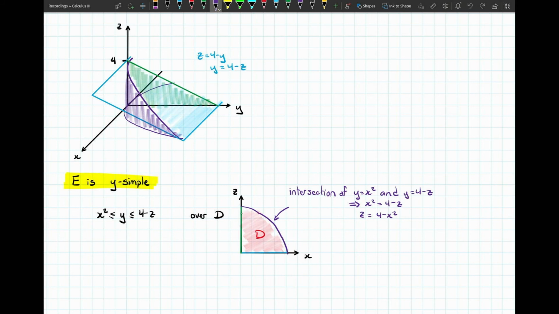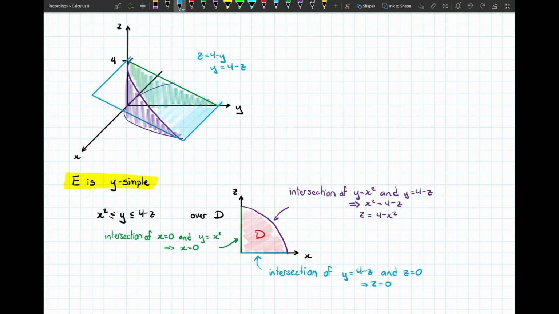This green line here, we could imagine as being the intersection of this green surface and this purple surface, the intersection of x equals 0 and y equals x squared. That just gives us the equation of that line as x equals 0. This blue line here is really just when z equals 0. But if we wanted to, we could always determine that line as the intersection of the surface 4 minus y and the surface at the bottom, z equals 0.